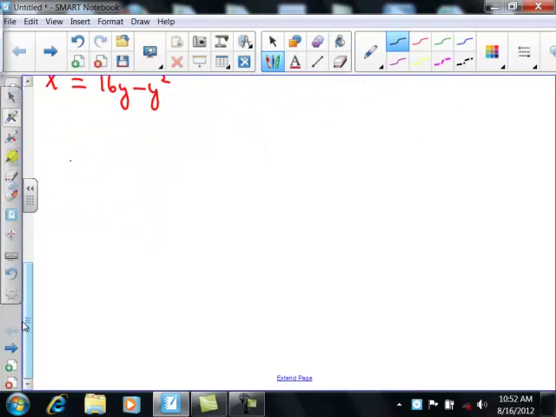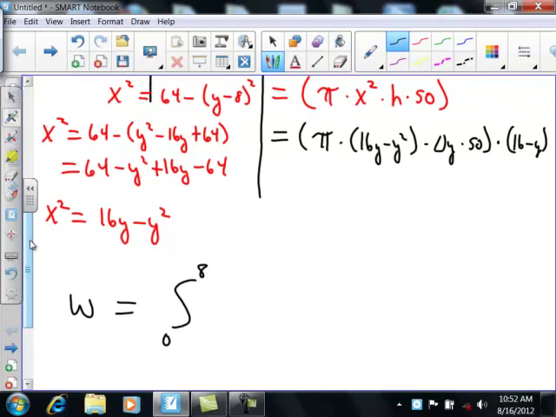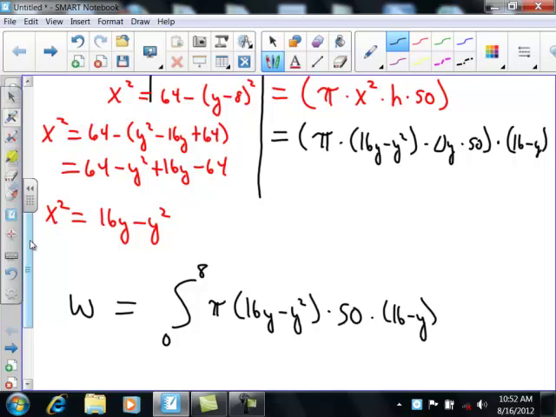So my work is going to be the integral. Now remember, we just said that our oil level is going from 0 to 8 because we're half full. So I'm going to go from 0 to 8 of the weight, which we found to be pi times 16y minus y squared times 50. And we'll put the delta y at the end, that's my dy, times my distance, which is 16 minus y, and all that is dy. So there's my formula that I'm going to use to integrate here to find the work done.